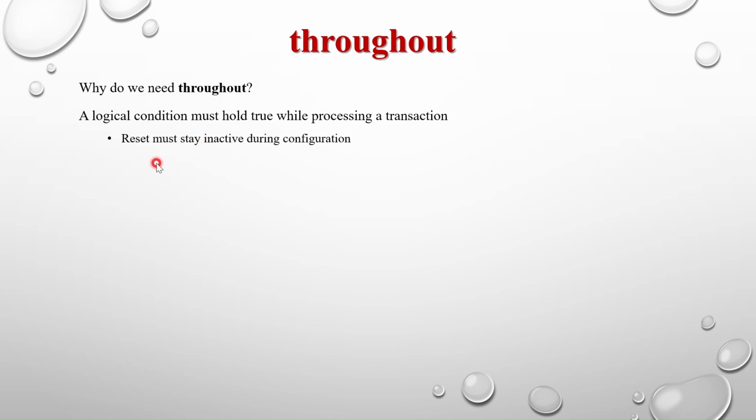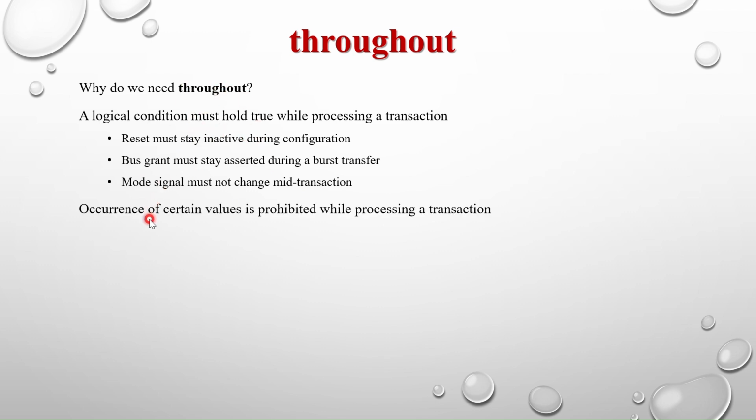For example, reset must stay inactive during the configuration, or bus grant must stay asserted during the bus transfer, or the mode signal must not change in the middle of the transaction. These are all examples where a logical condition must hold true while processing the transaction. There is another case where the occurrence of certain values is prohibited while processing a transaction. For example, the error flag must not appear while processing valid data. To achieve this, we can use the throughout operator.